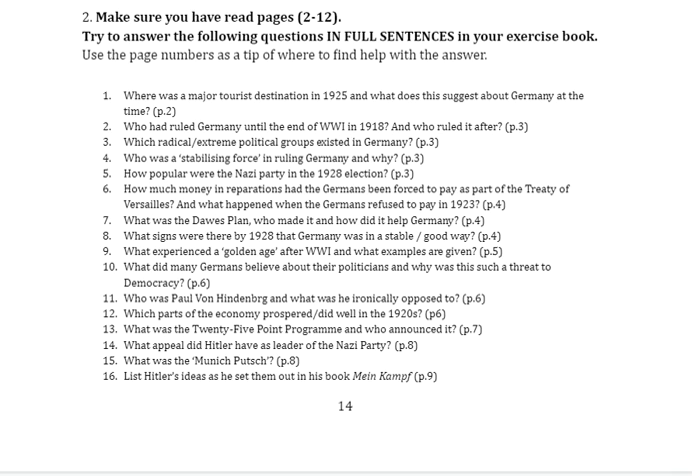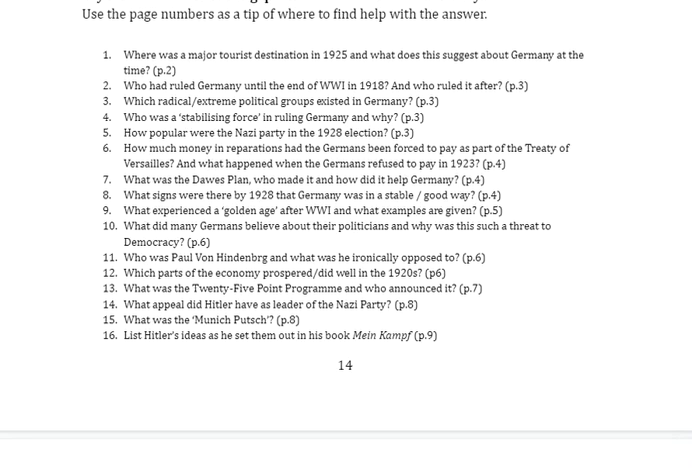What appeal did Hitler have as leader of the Nazi Party? He was a strong speaker. He was seen as very strongly anti-Semitic, and that was quite popular with a lot of Germans at the time who were themselves quite racist towards Jewish people. What was the Munich Putsch? The Munich Putsch was an attempt by Hitler to take power by force in Munich, and it failed.